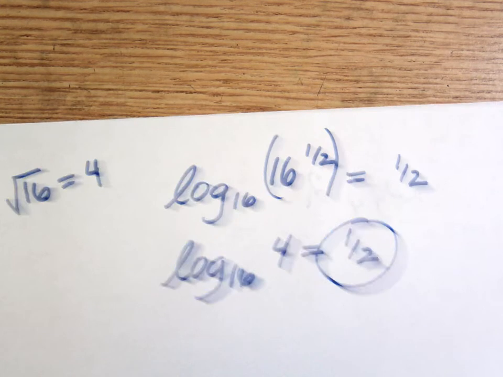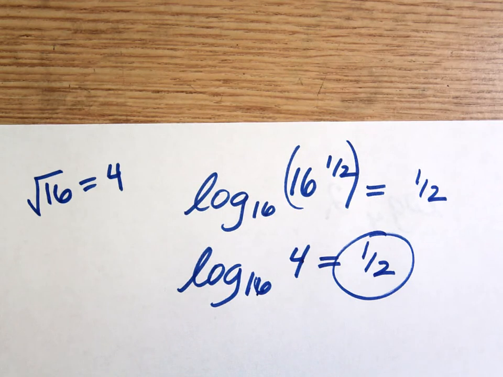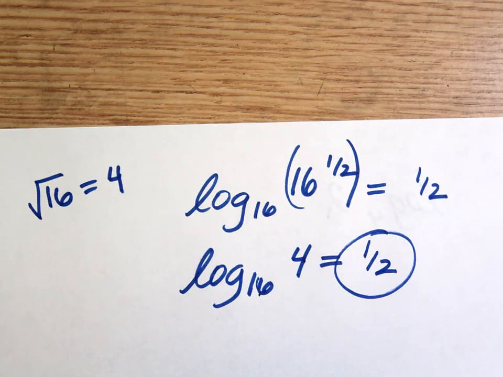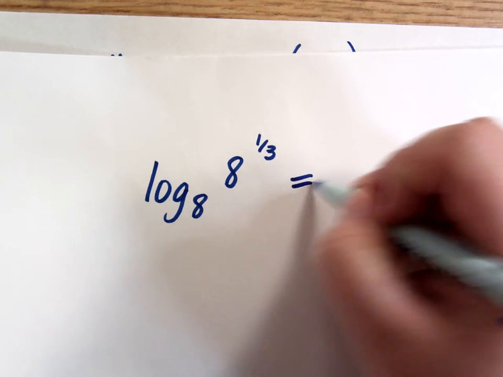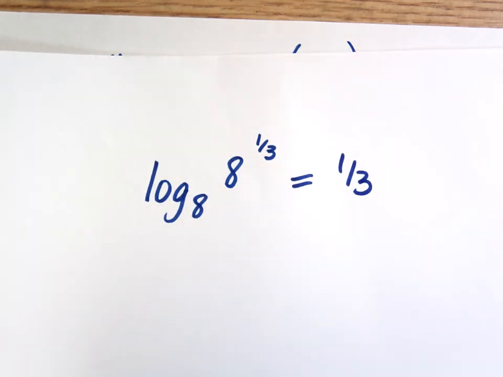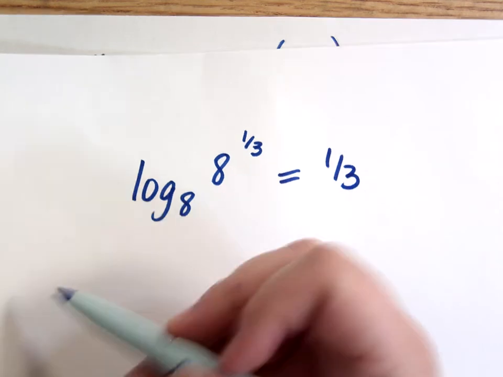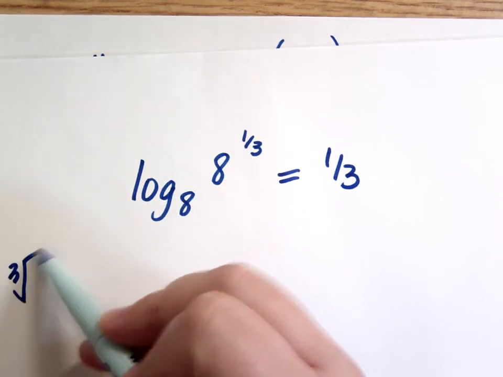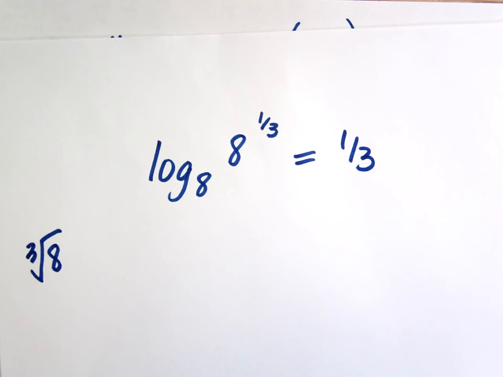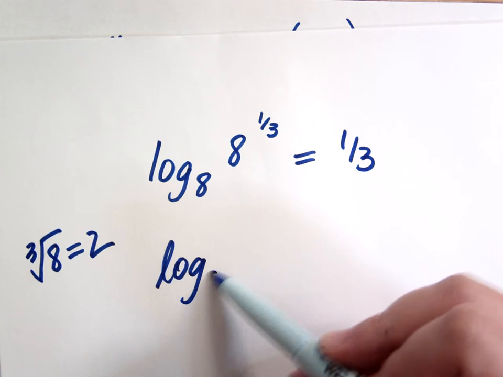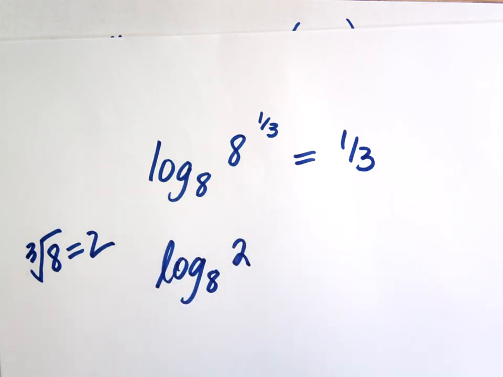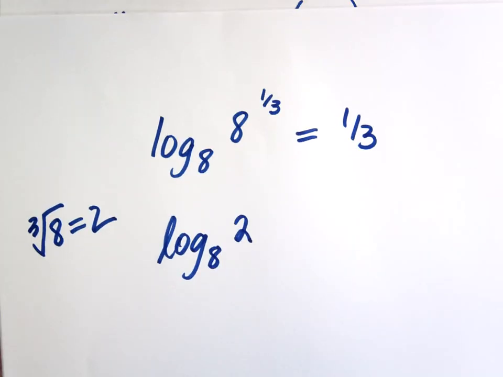Okay, let me figure out what page I went on to from this. I jumped around here. Oh, there's one. Log base 8 of 8 to the 1/3, that's going to be 1/3. But what if it wasn't written like that? What is the 1/3 power of 8? The 1/3 power of 8 means the cube root of 8. That's what that means. The cube root of 8 is 2. So this is the same as if it said log base 8 of 2 and asked me, simplify that.